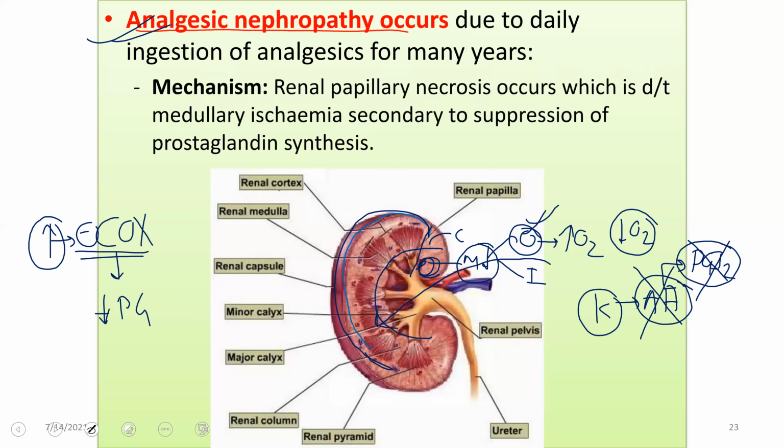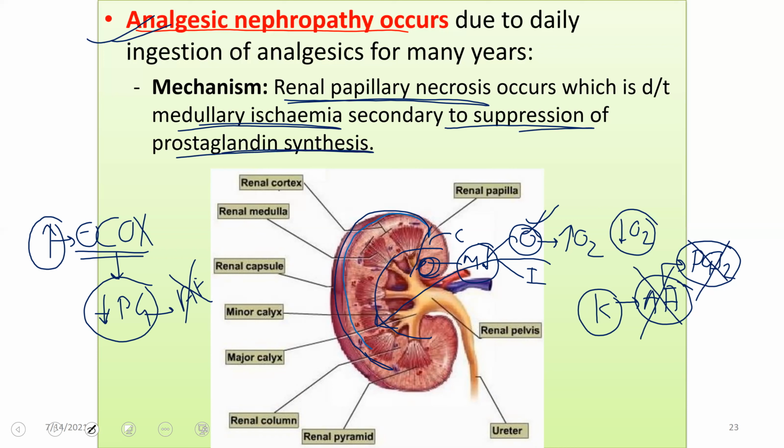As I've already said, in the medulla, the blood flow is given via the vasa recta, and at the tips of the medulla, there is very little blood flow. If there is a slight degree of ischemia due to decreased prostaglandin, because prostaglandin regulates the lumen of the afferent arteriole, and if the lumen of the afferent arteriole is compromised, then renal papillary necrosis will occur, because at the tip of the papilla there was already decreased blood flow, and you are further compromising the blood flow, and that will result in medullary ischemia. This is due to suppression of prostaglandin synthesis that happens with the use of analgesics, and the use of analgesics for many years as well.